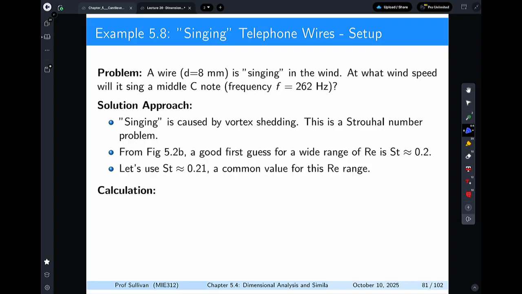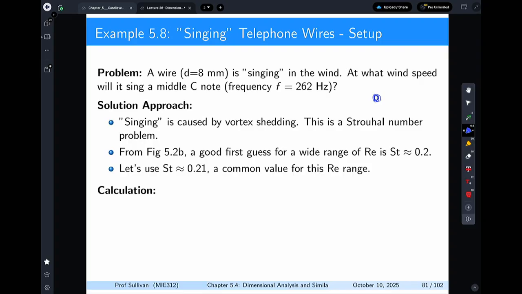Okay, so I don't have figure 5.2b, I'm sorry, but I have a wire. And this has always been an issue. A wire 8 millimeters is singing in the wind. At what wind speed will it sing a middle C note? And that frequency is 262 hertz. And singing is associated with vortex shedding.